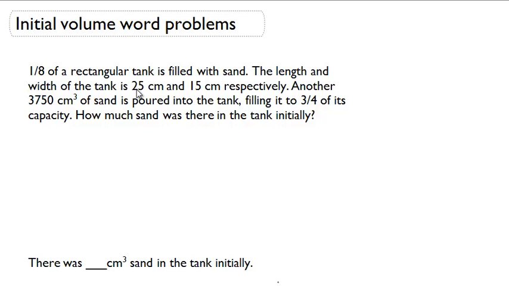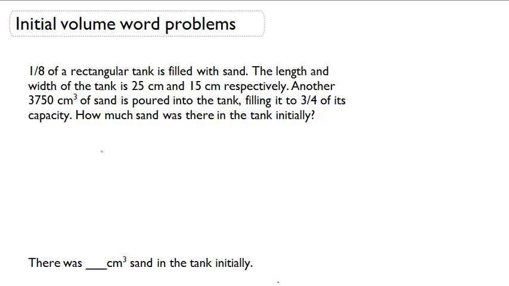Initial volume word problems. 1/8 of a rectangular tank is filled with sand. The length and width of the tank is 25 centimeters and 15 centimeters respectively. Another 3,750 cubic centimeters of sand is poured into the tank, filling it to 3/4 of its capacity. How much sand was in the tank initially?